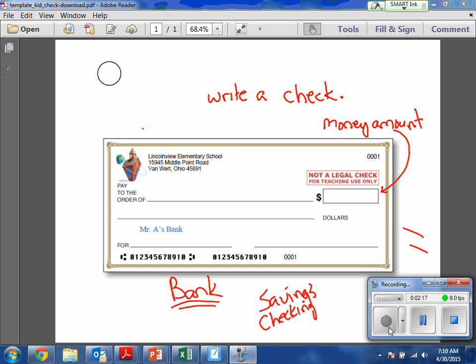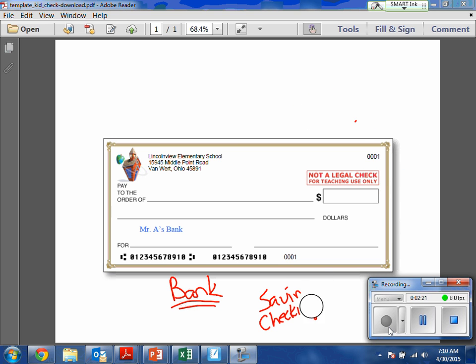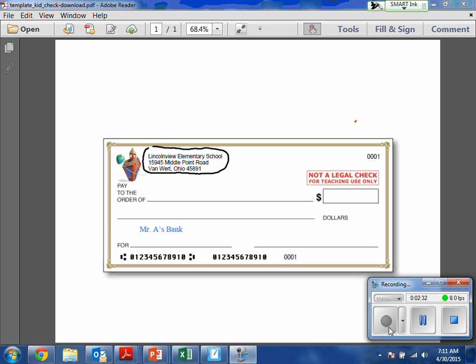So now, let's go ahead and talk about actually writing a check. To start out, I want to take a look at a couple things. First off, here's the address. This is the address normally of the house that you live in or where this is coming from. I thought it'd be fun, since we're at Lincoln View Elementary School, to make our address Lincoln View Elementary School. Do you need to know that? No, you don't.